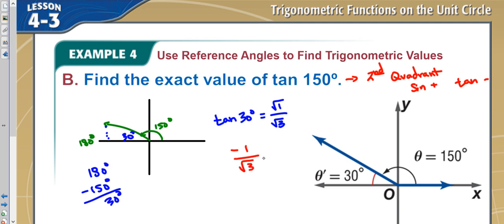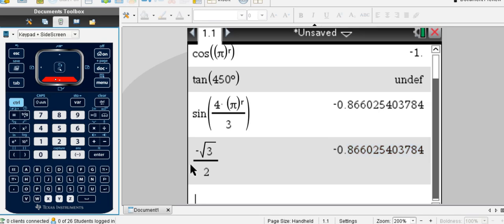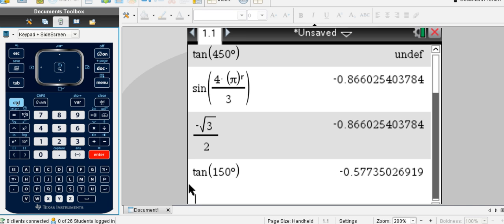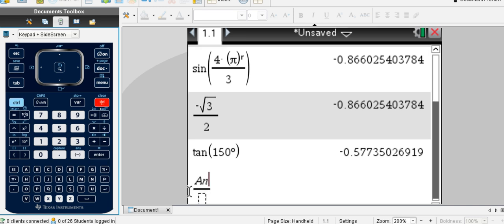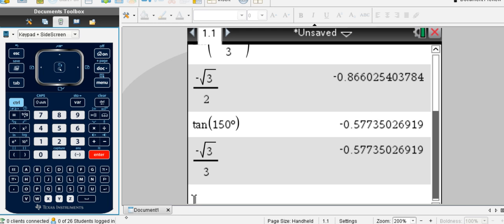And to not leave a square root in the denominator, you multiply top and bottom by that square root, which is in essence multiplying by 1. When I do that, I find out my final answer is negative square root of 3 divided by 3. That's my answer here. Let's check it in the calculator. So we think we have tangent of 150 degrees. We think that's going to be equal to negative square root of 3 divided by 3. Press enter, and they are exactly a match, so that's correct.